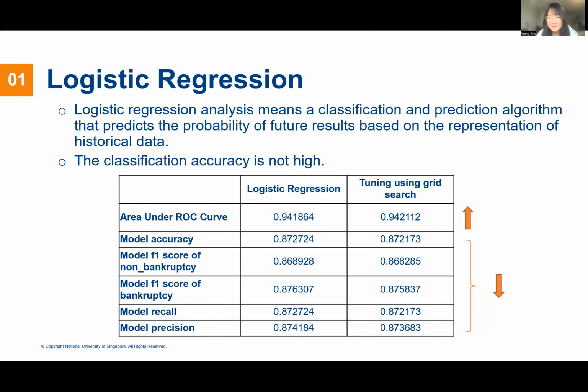Logistic regression is the preferred method for classification. It predicts the probability of future results based on the representation of historical data. The advantages are that it is simple and easy to explain. It is very suitable for large-scale data, but it is easy to underfit. Before we tuned the model, the accuracy was only 0.87. The model validation result shows that almost all the indicators decreased after tuning, other than the area under the ROC curve value, which increased slightly. Next.